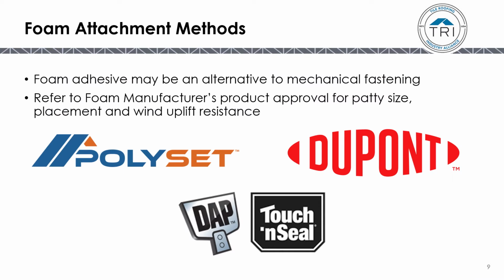Before proceeding, I'd like to spend a minute on foam attachment methods. The foam attachment methods may be an alternative to mechanical fastening. These listings are not in the FRSA TRI 6th edition, but rather in the foam manufacturer's product approval. You'll have to look at their patty sizes, their placement, and their uplift resistance, and compare those to your design pressures using that foam manufacturer's product approval.